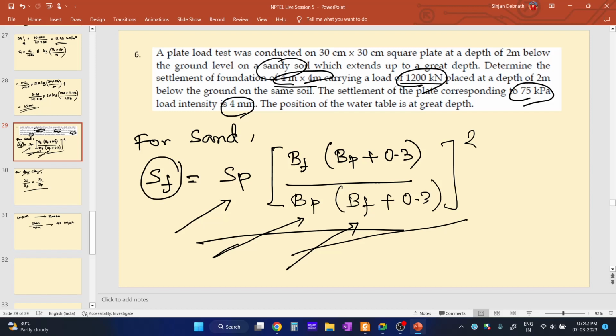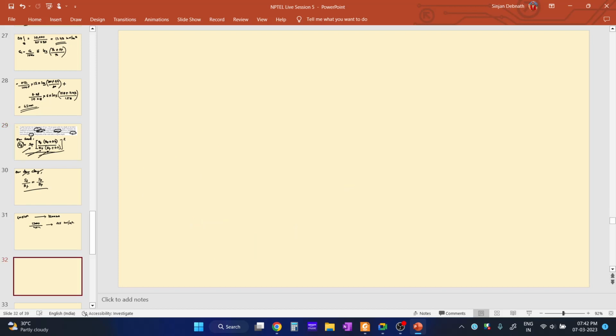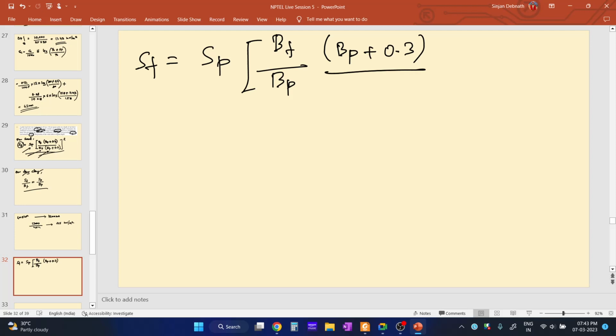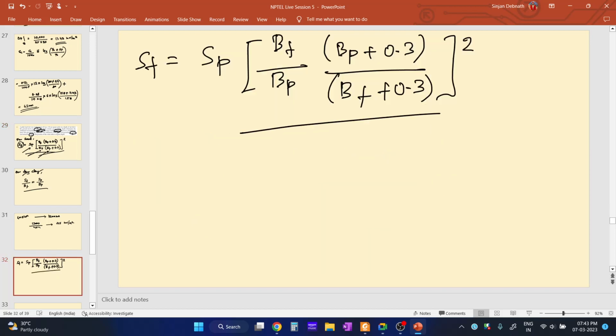So we just need to find out the foundation settlement. Let us incorporate all the values into that equation. So SF is equal to SP times BF by BP, plus 0.3, over BF plus 0.3, squared. In this equation, it is 0.3, that means all the breadths will be in meter.